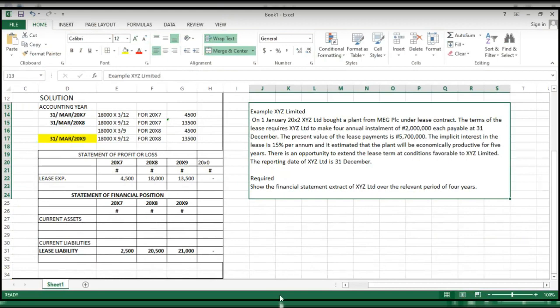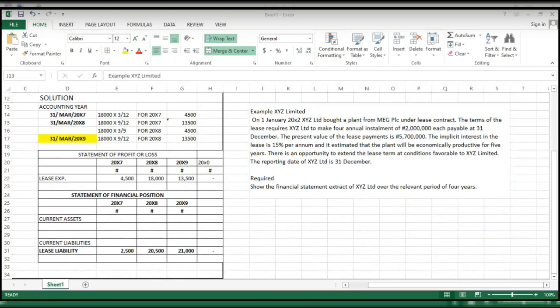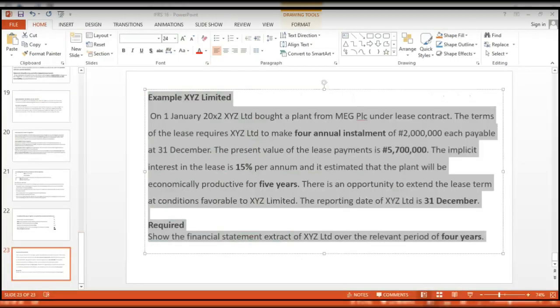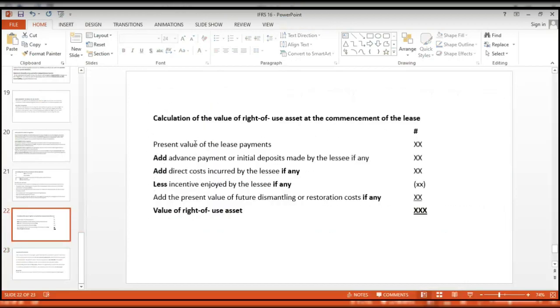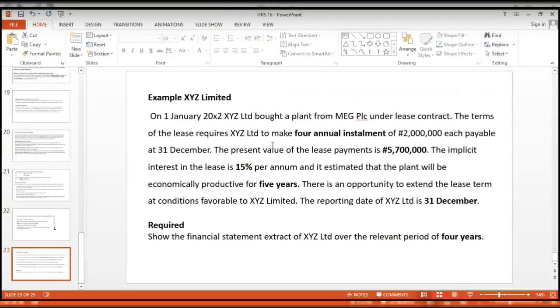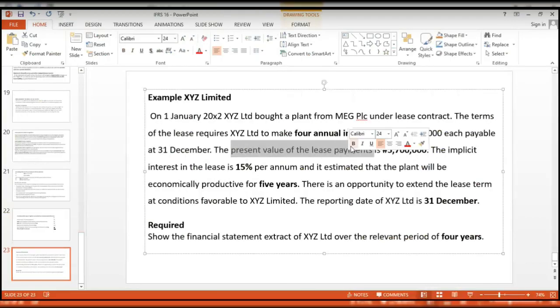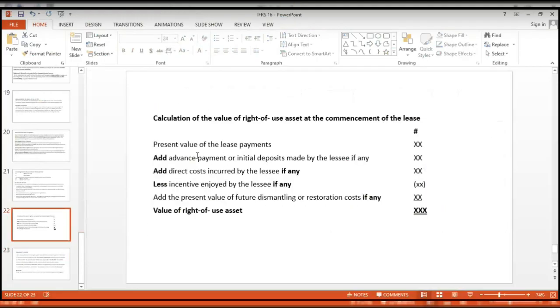So you can see, let me take us back to the computation of the right of use assets, how it is being done, which we learned here. Look at it. Present value of the lease payment. In this case, the present value of the lease payment has been given to us as how much? 5.7 million naira. Get that?